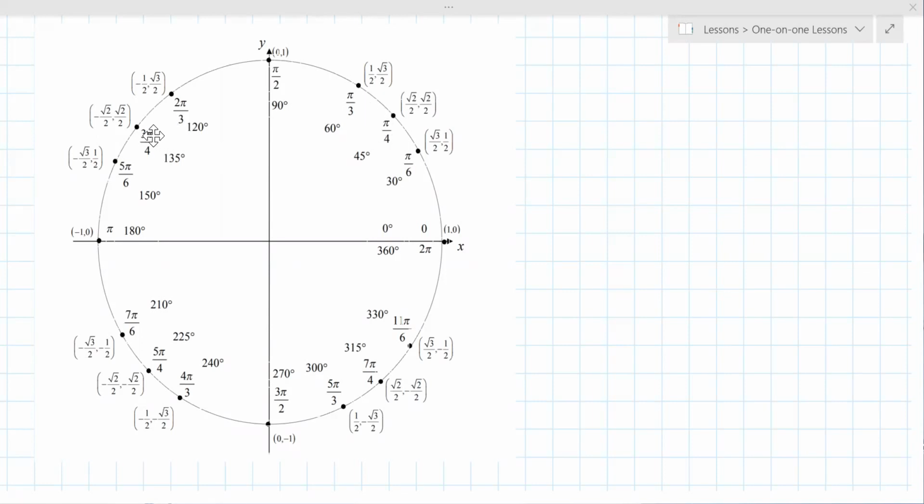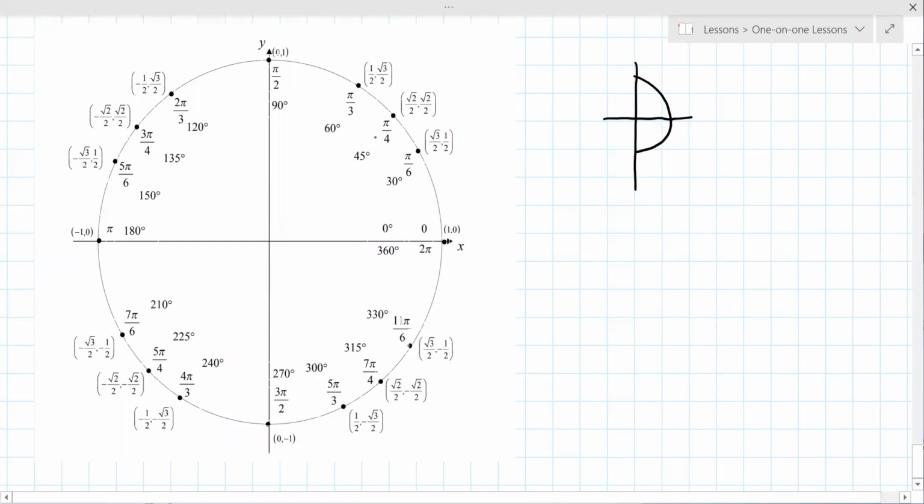Now here's the thing with sine inverse: you're limited to only the first and fourth quadrants. So therefore it must be pi over 4. Oh, okay. I see what you mean.